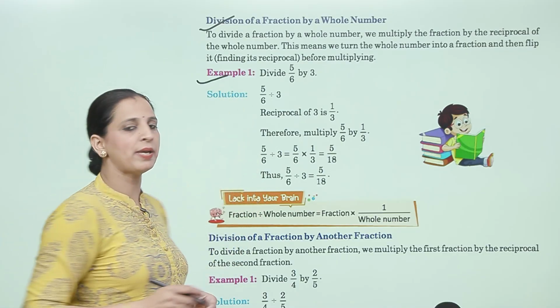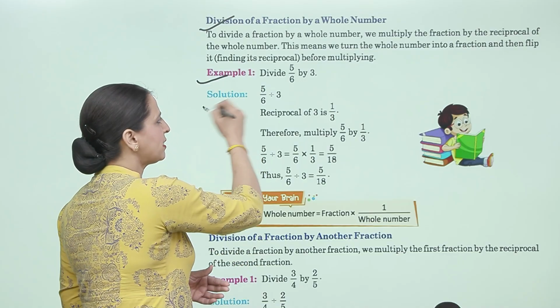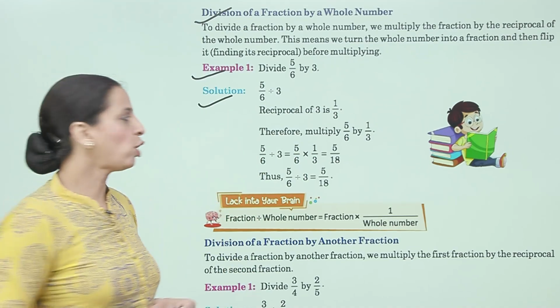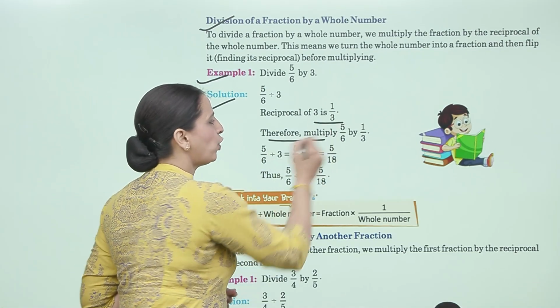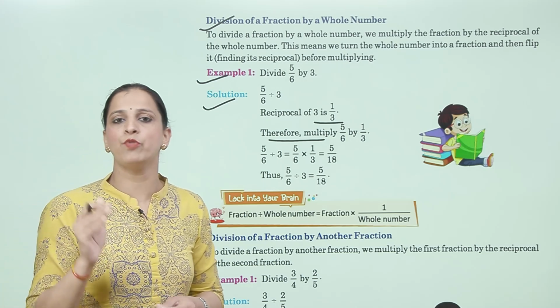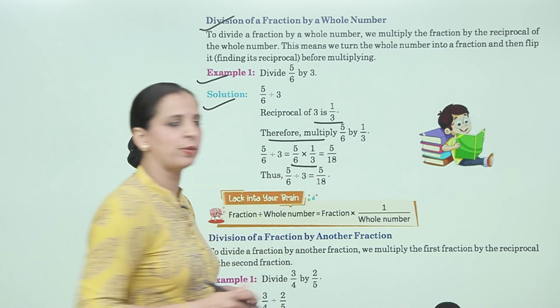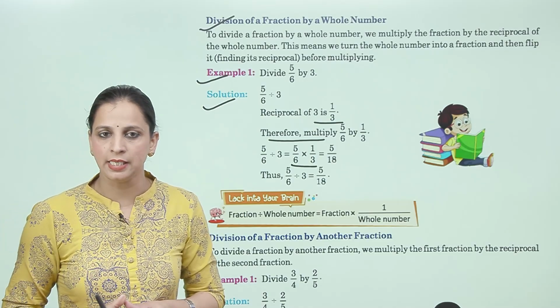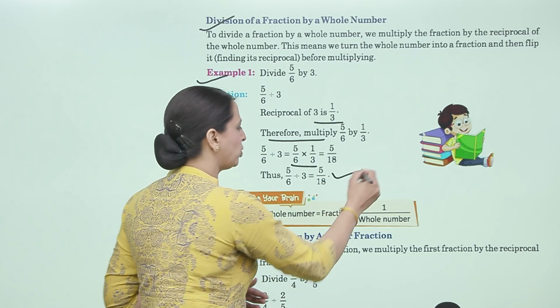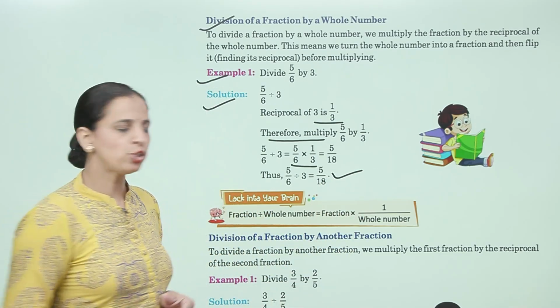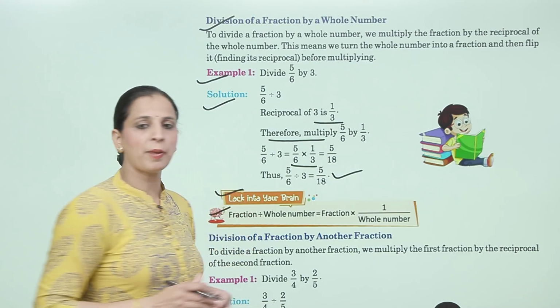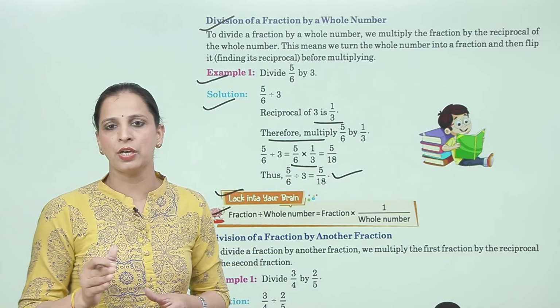Example 1, divide 5 by 6 by 3. Solution, 5 by 6 divided by 3. Reciprocal of 3 is 1 by 3. Therefore, multiply 5 by 6 by 1 by 3. 5 by 6 divided by 3 is 5 by 6 multiplied by 1 by 3, that is equal to 5 by 18. Thus, 5 by 6 divided by 3 is 5 by 18. Lock into your brain. Fraction divided by whole number is fraction multiplied by 1 upon whole number.